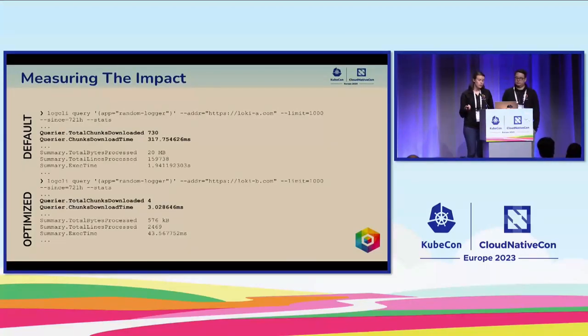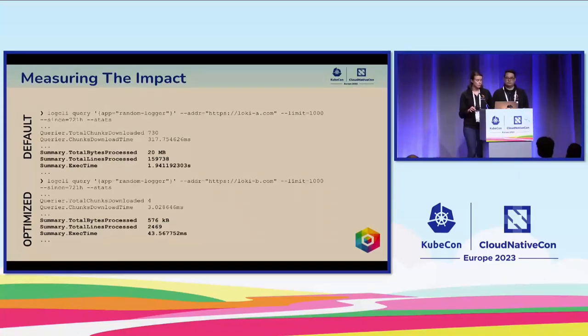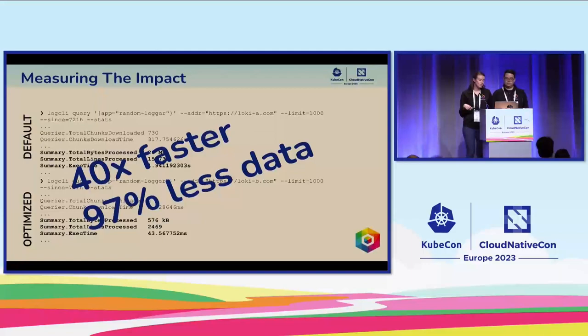The default Loki had to download a lot more chunks than the optimized Loki at 730 chunks versus only 4. We can also see how much faster the optimized Loki is at close to 2 seconds versus just microseconds. So big improvements here with just this one little config change, dropping the pod and the file name labels. It's like 40 times faster and 97% less data being fetched.